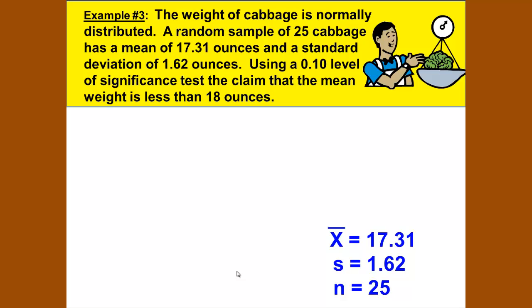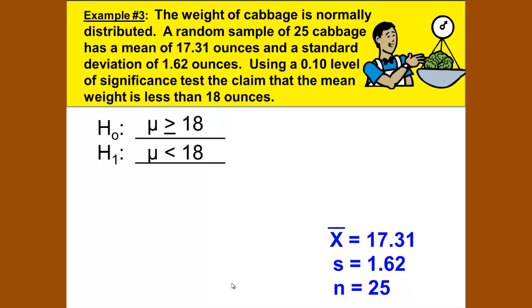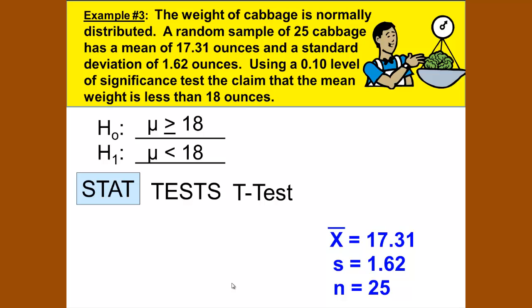We do need to know our null and alternate hypotheses, so that would be H0 and H1. So let's look for the claim. We're claiming that the mean weight is less than 18 ounces. Since that does not contain the condition of equality, that will be the alternate hypothesis. So H1 is that the mean is less than 18, which then gives us the null as the mean is greater than or equal to 18.